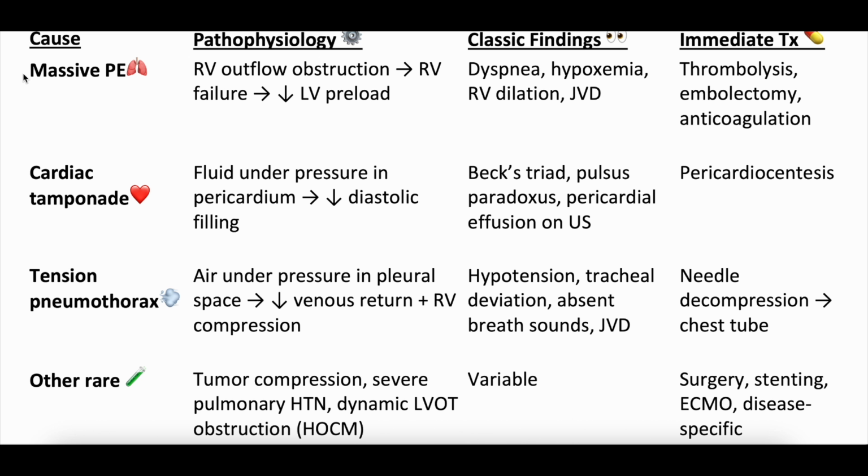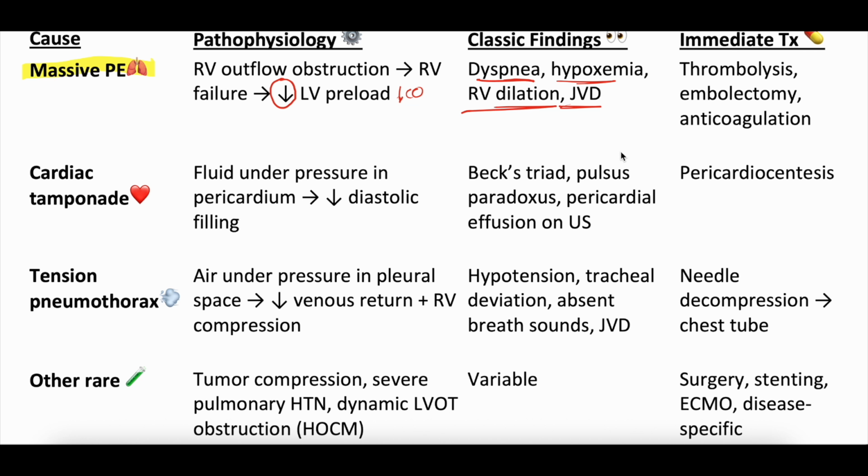So if we start with massive pulmonary embolism, and we go with pathophysiology, again, we've talked about this, hopefully it's starting to stick. That right ventricle is trying to pump blood, but there's a huge blood clot in the way. So there's RV outflow tract obstruction. That then leads to RV failure, and the failing right ventricle cannot pump blood through the lungs to the left ventricle. So eventually your left ventricular preload starts to decrease, and that causes a decrease in cardiac output and shock. The classic findings we talked about are dyspnea, hypoxemia, RV dilation, and jugular venous distension. Again, none of them are sensitive or specific, but that's the test question caveat.